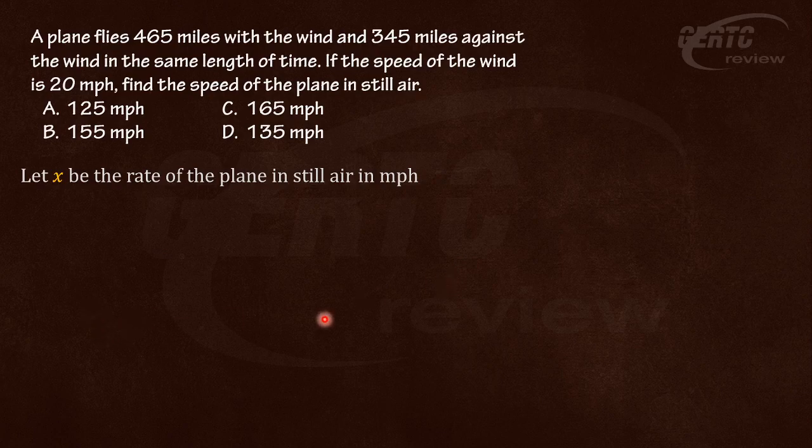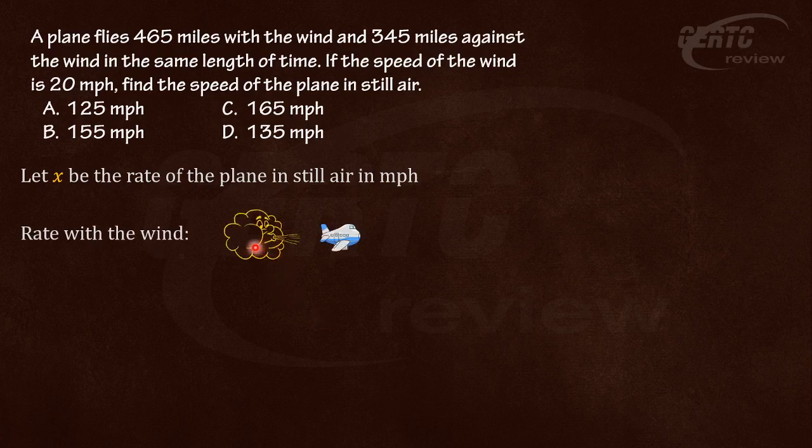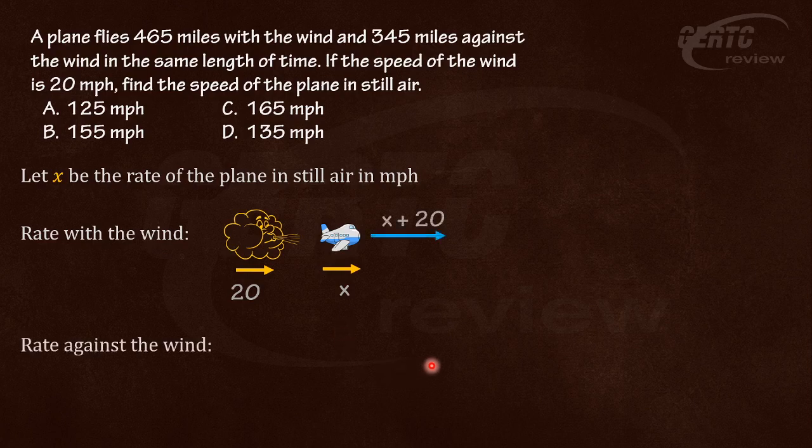Alright, so this is it. The rate of the airplane with the wind: naturally, the wind is blowing it along. If the wind speed is 20, and the air speed is X, where airspeed is the speed of the plane in still air, then the resultant speed is X plus 20. And then the rate against the wind will be like this. The wind is still 20, and X is the airspeed, so the resultant speed is X minus 20.